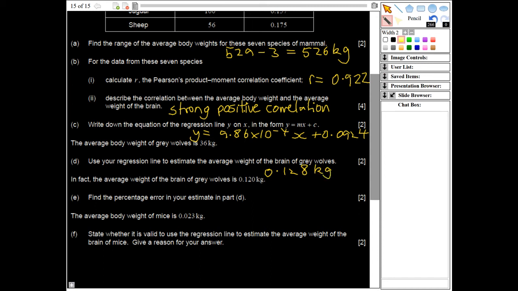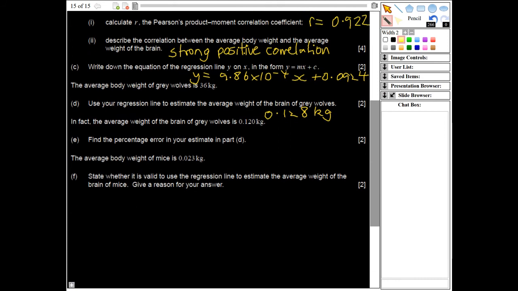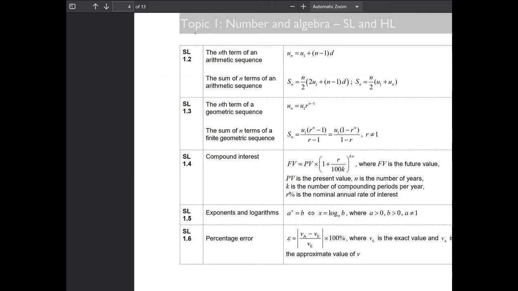Then it says, in fact, the average weight of the brain of the grey wolf is 0.12 kilograms. Find the percentage error in your estimate in part D. So to find percentage error, we need to use a formula. If we don't know what that formula is, we can look at the formula book. It's topic number 1, number and algebra, 1.6, percentage error. E is equal to VA minus VE over VE. VE is the exact value, VA is the approximate value. So it's the approximate value minus the exact value over the exact value, between these bars, times 100%.